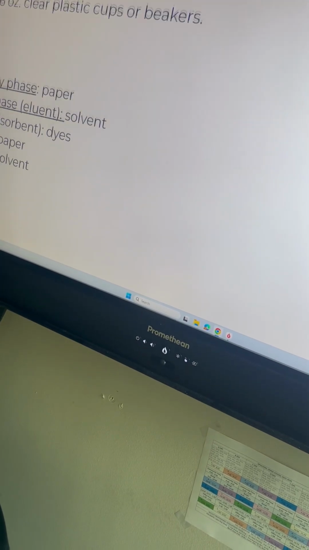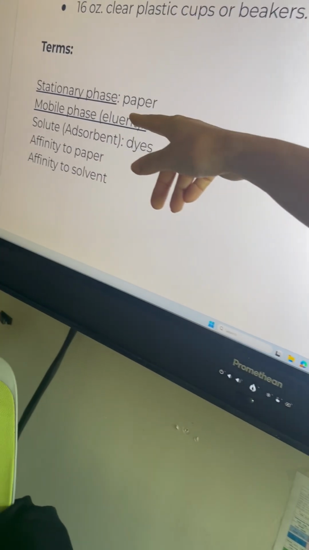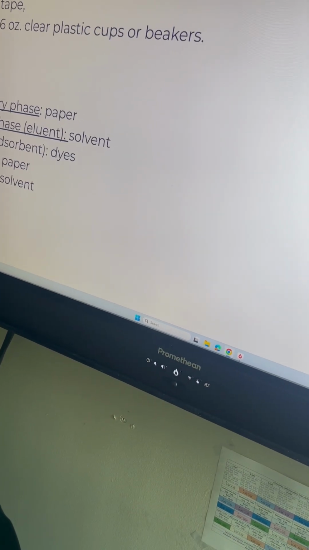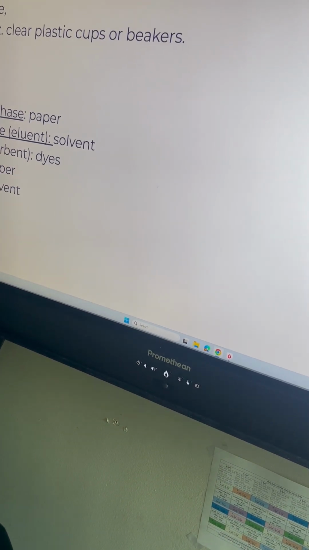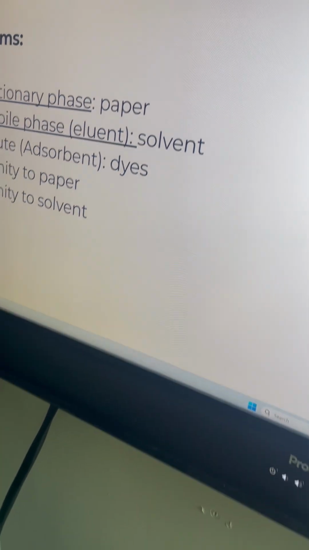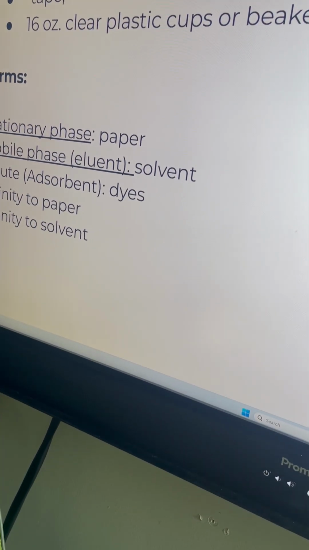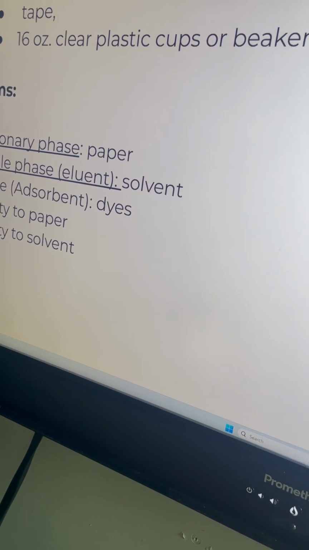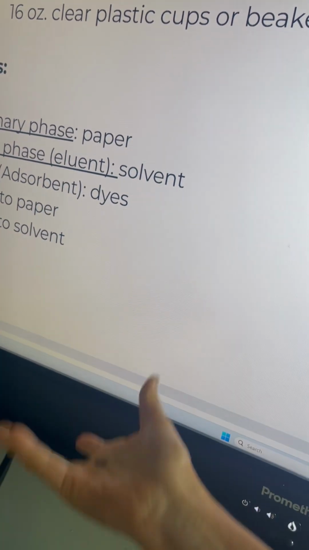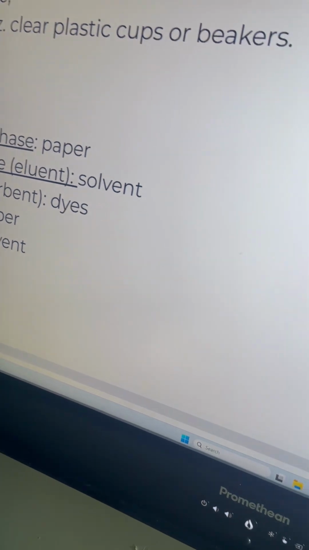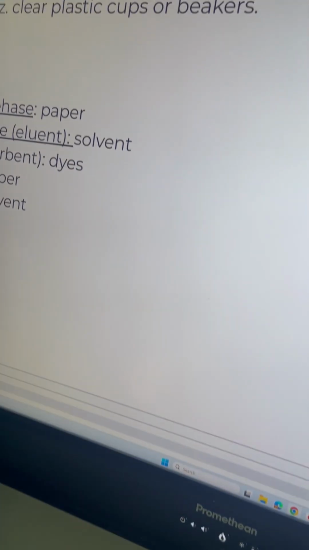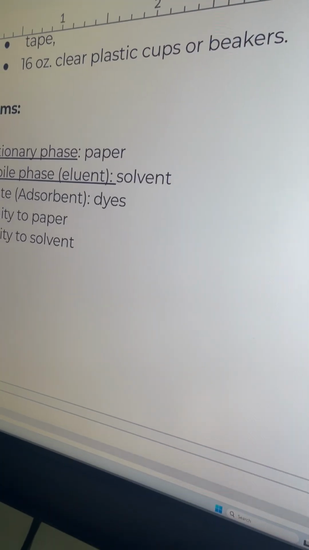These are the supplies we had. The stationary phase is the paper that we used. The mobile phase is also called the eluent. That word, you don't really need to know it yet, but it's good if you start remembering it because eventually you will use it. So the mobile phase, that's the solvent. So it was the water for us in this case. And the solute in this case was the dye.